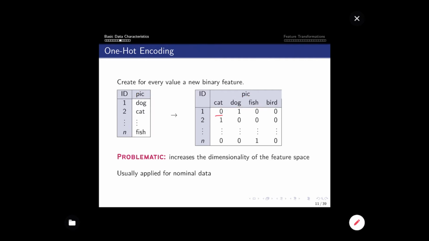And then we have basically a Boolean indication of what category the picture is showing. Here we have the one at the feature dog, so that means that the picture is showing a dog, right? And here we have the one for the cat, and that means that the picture is showing a cat. Now what you see is that it increases the dimensionality of the feature space. But the advantage is that for nominal data this is quite suitable because it treats the categories as different as they are by creating a feature for every category, right?